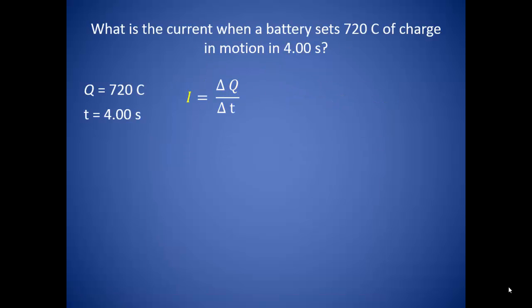What is the current when a battery sets 720 coulombs of charge in motion in 4 seconds? Well, current is charge over time, so we plug in what we know in our equation for current. We get a value of 180 amperes. Now 180 amperes is a pretty large current, so it indicates that there's a lot of charges moving through in a short amount of time. If you think about the amount of force it would take to start an engine of a truck in motion, it makes sense that you would need a lot of charge to do that.